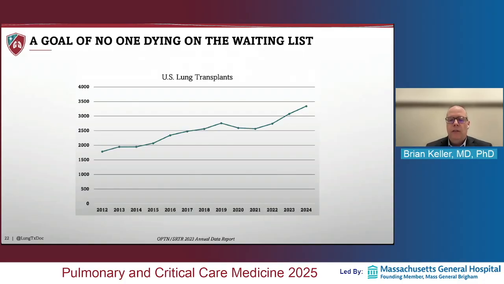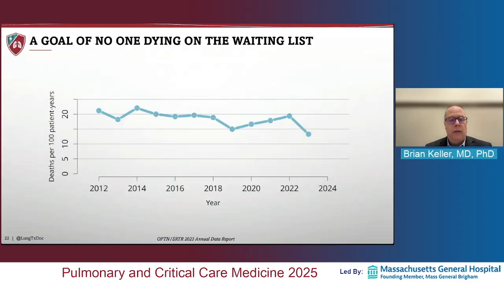So over the last 12 to 15 years, the number of lung transplants performed worldwide has increased. And what I'm showing you here are the numbers of lung transplants performed in the United States since 2012. So you can see that they've increased from about 1,800 in 2012 to nearly 3,400 in 2024.